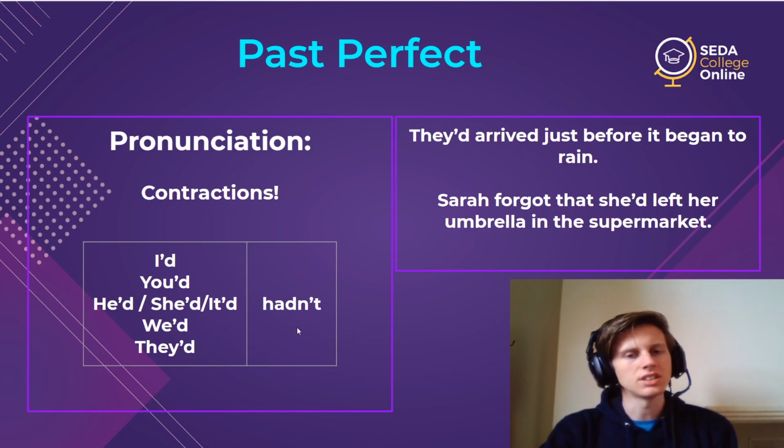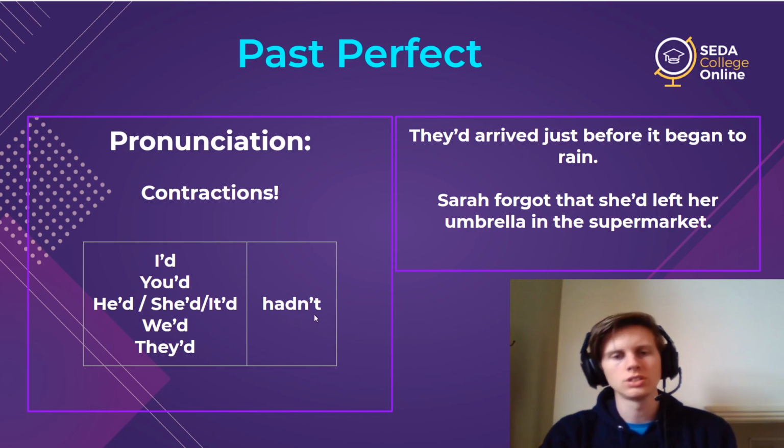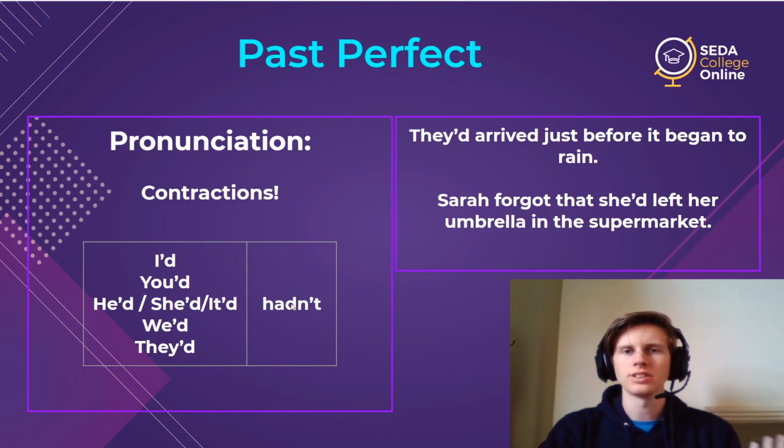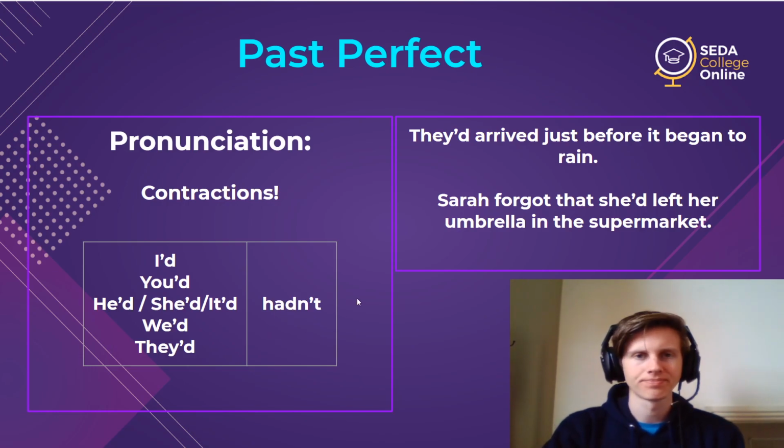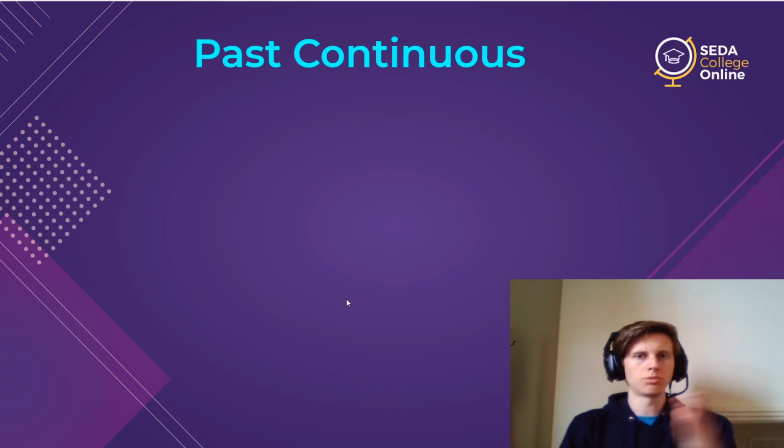Almost as if the D does not exist. Hadn't. It's just easier. So if you find this difficult, hadn't, just remove the D. Hadn't. There you go. All right. So the past perfect was an event before the past.